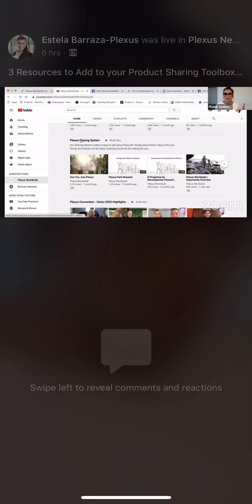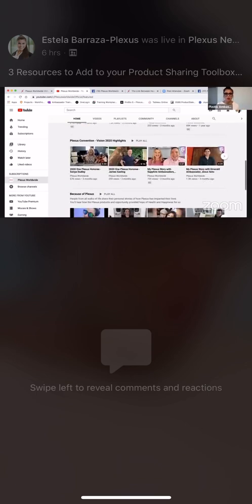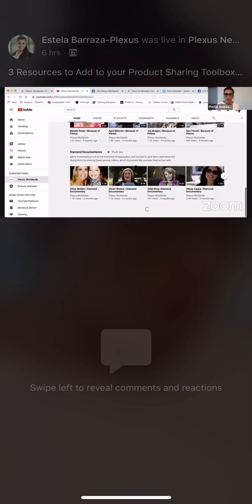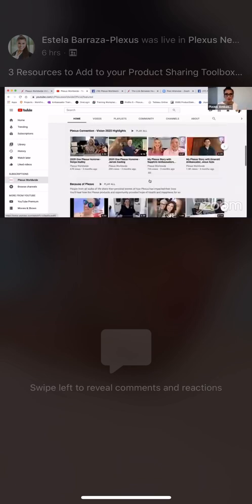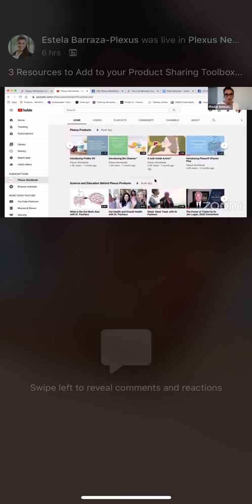And then as you can see, there's different categories. So the sharing system, this is more related to the business, the convention highlights, I mean, the list goes on. Documentaries are also pretty cool to share when you're talking about products, because these are individuals who have reached the top of the rank within the company, and they share a little bit about their product story on there. So please go ahead and share those as well. So this is the second resource that you should be adding to your Plexus product toolbox.